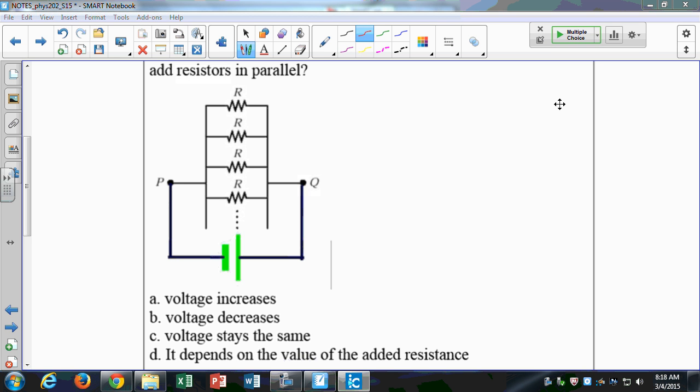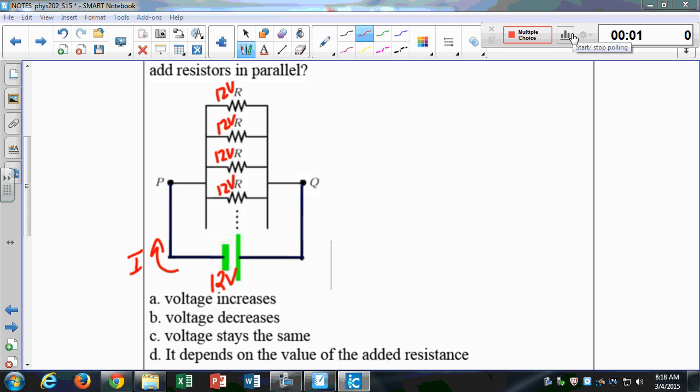All right, so our voltage stays the same. It's like the resistor is hooked up to the same battery, so each one has the same. If I have 12 volts, that means I have 12 volts here, 12 volts here, 12 volts here, and 12 volts here. Now, what happens to this current? Does that current increase, decrease, or stay the same as I add these resistors? The total current. What happens to the total current? Does it A increase, B decrease, or C stay the same?